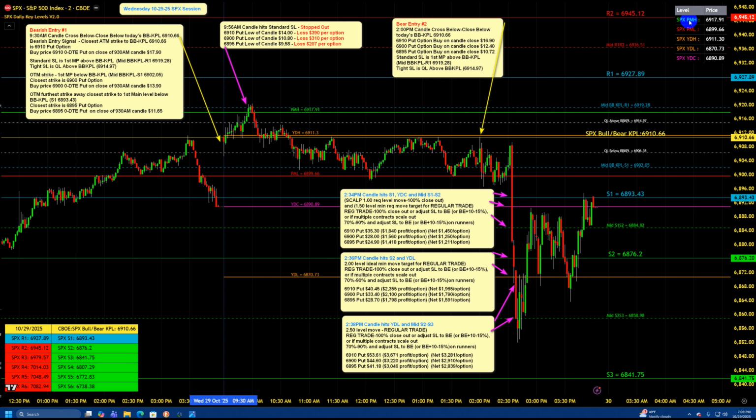Okay, so you also see these levels here that are on this particular table, and they're also lined up here. The PMH is the SPX pre-market high. The PML is the SPX pre-market low. The YDH level is the previous day's RTH session high. The YDL level is the previous day's RTH session low. And the YDC is the previous day's RTH session close.